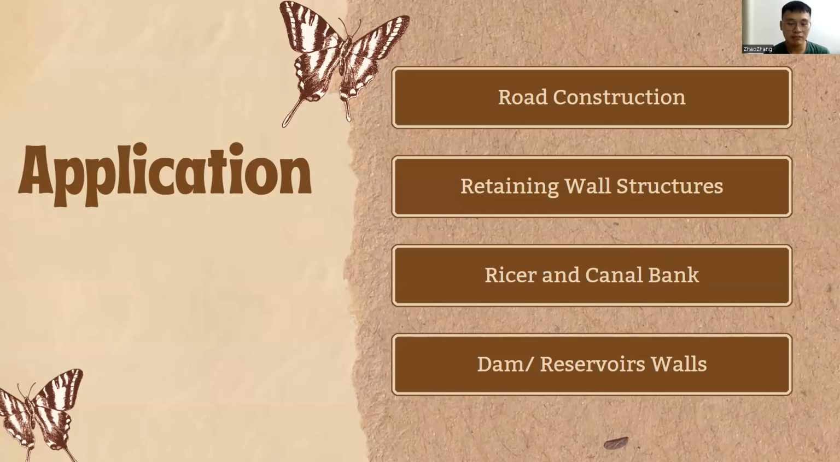The first application is road construction. It can be constructed beside the highway. The second application is retaining wall structures. Third is river and canal banks. Fourth is dam and reservoir walls.